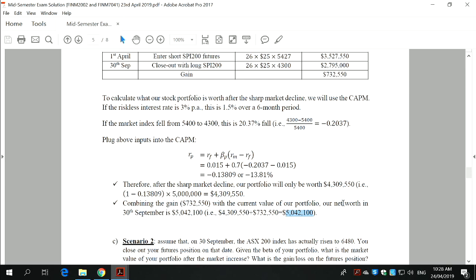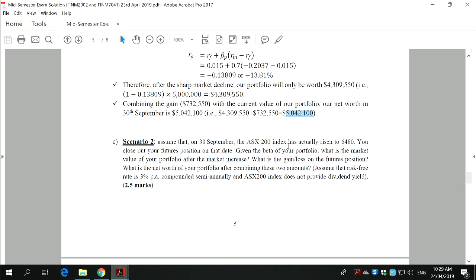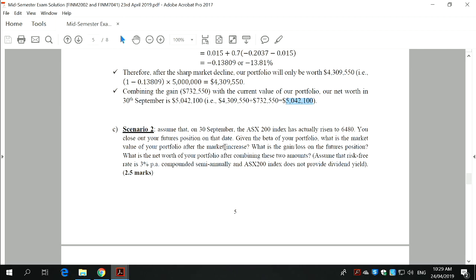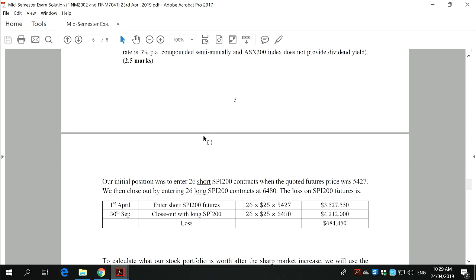Okay, so the second scenario says, assume on 30th of September, the ASX index, instead of falling, has risen to 6,480. And still, you need to close out your futures contract on that date. So you need to work out what is the market value of your portfolio after the market increase, what is the gain and loss on the futures position, and what is the net worth of your portfolio.